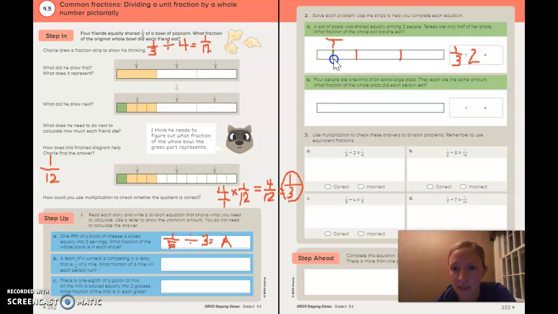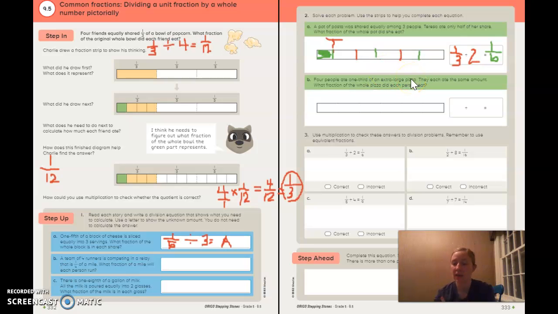Okay, so Teresa ate half of her share. So now I need to figure out how much of the total did she eat. In order to do this, I'm going to break everybody else's share up into halves too. And then I'm going to count how many there are total. Well, there's 1, 2, 3, 4, 5, 6. And it looks like she only ate 1 of those. So she ate 1/6 of the total. Okay?